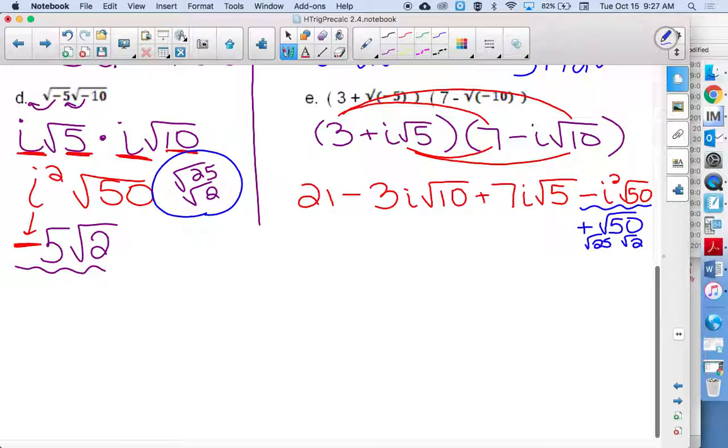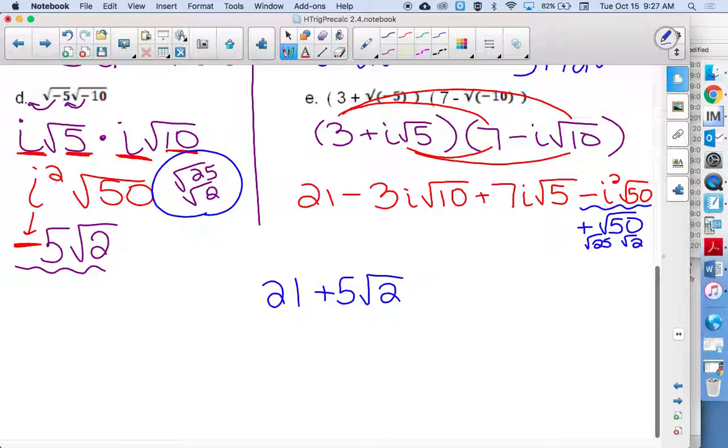So that is a real number. It doesn't stay in the back. It goes to the front. So we have the 21. That's the most important number because it's an integer. And then we have the 5 square root of 2. It's still important because it's still a real number.